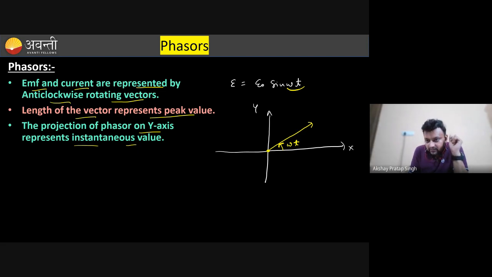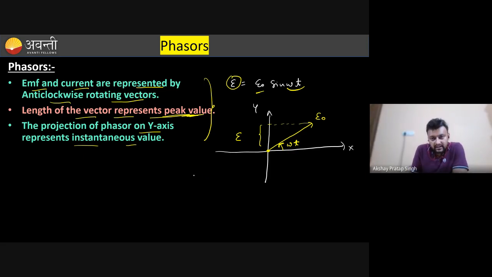And the length of this vector is what? E naught. The statement says the length of the vector represents the peak value. The peak value is E naught. And the projection on the y-axis gives the instantaneous value. This is the instantaneous value. I hope this statement is clear. All these three punchlines are clear to you.